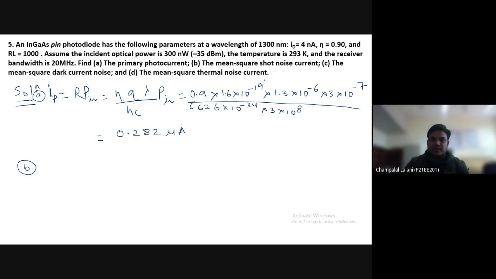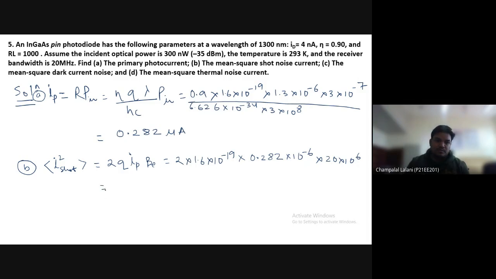The mean square shot noise current. The shot noise is generated due to the random generation of the charge carriers. I square shot is 2 Q IP B, where B is the bandwidth. Put the value of all: 2, Q is 1.6 into 10 to the power minus 19, IP is 0.282 into 10 to the power minus 6, and B bandwidth is 20 megahertz, which is 20 into 10 to the power 6. Solve this.